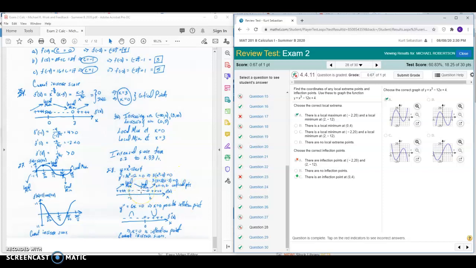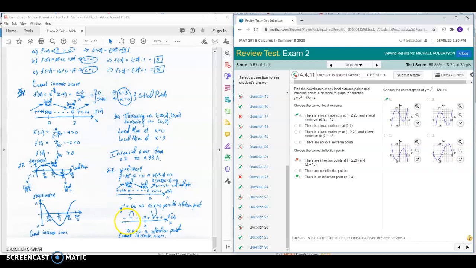Okay? Now for inflection points, possible inflection points occur where the second derivative is 0. So if you set the second derivative equal to 0, you get x equals 0 as a possible inflection point. Inflection points are where the function changes concavity. So I have to check the value of the second derivative.